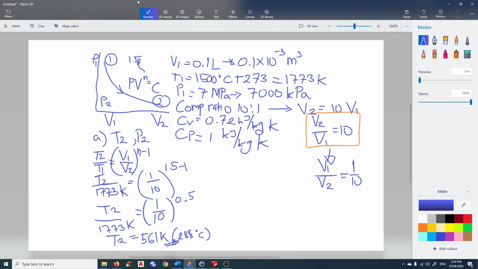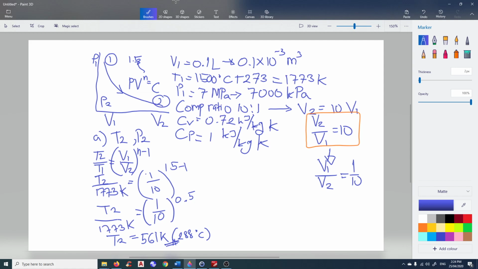So you can see here, we start at 1500 degrees Celsius. Now we're going down quite a lot to 288 degrees Celsius. So that's the temperature at point 2. We need to calculate the pressure at point 2.